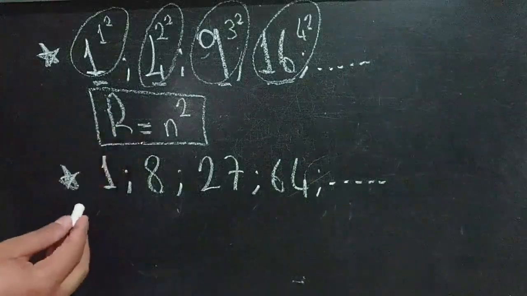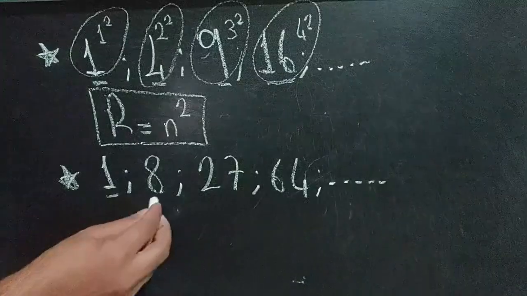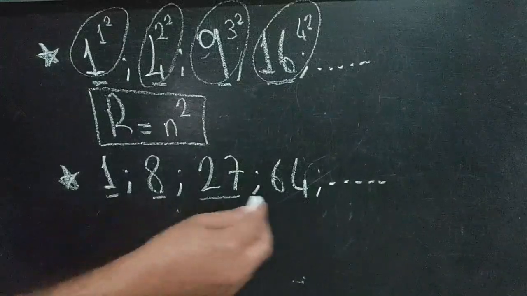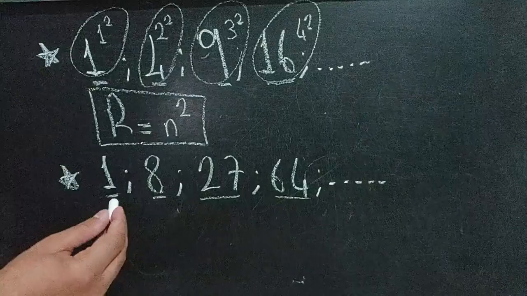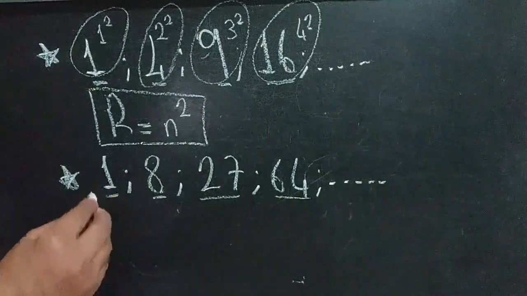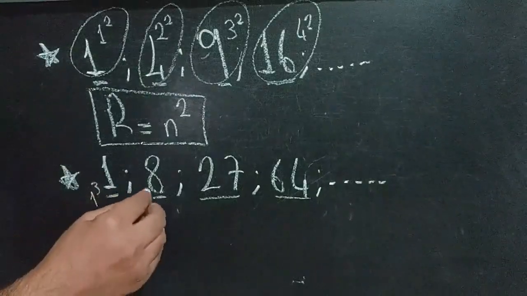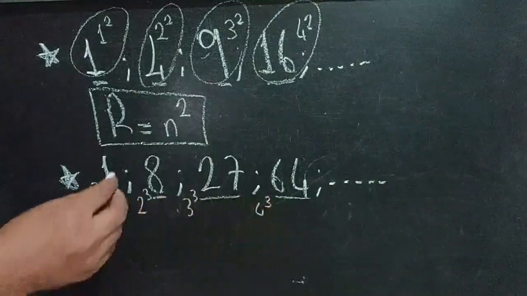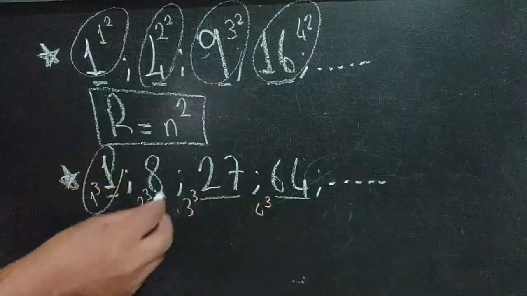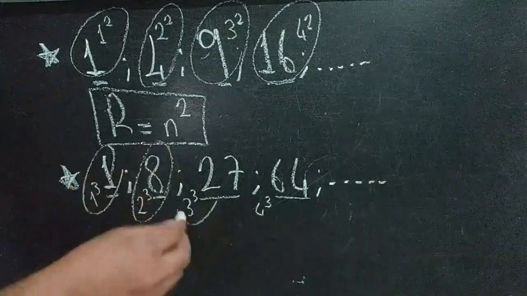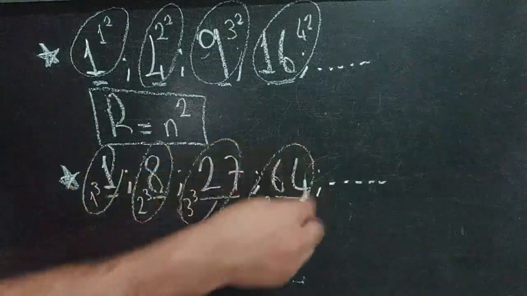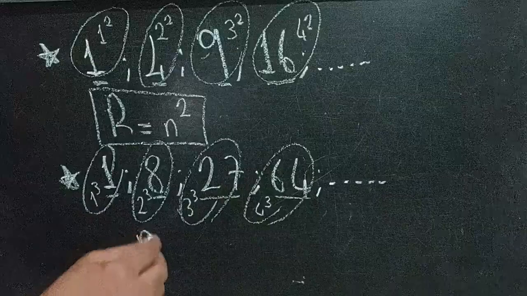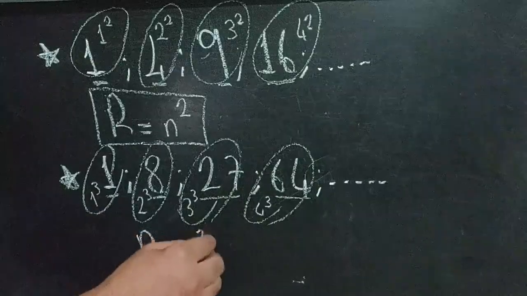And when you look at this one, look, 1, 8, 27, 64. So 1 cube, 2 cube, 3 cube, 4 cube. Right, 1 cube is 1, 2 cube is 8, 3 cube is 27, 4 cube is 64. And the rule for this one is going to be n cube.